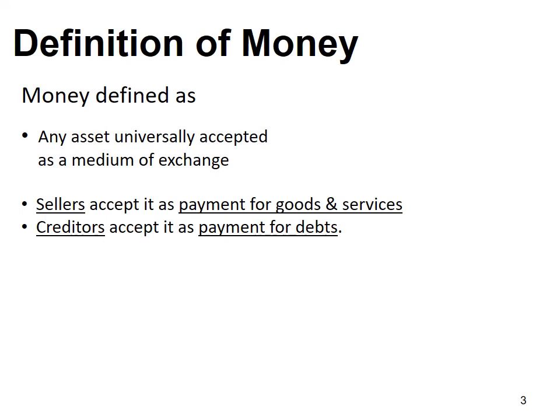Now, what's money? Money is any asset that's universally accepted as a medium of exchange. So sellers accept it for payment because sellers are selling goods and services, right? They accept it for payment, and creditors accept it as payment for debts, right? So we buy something, we pay, and that thing we used to pay with is defined as money.